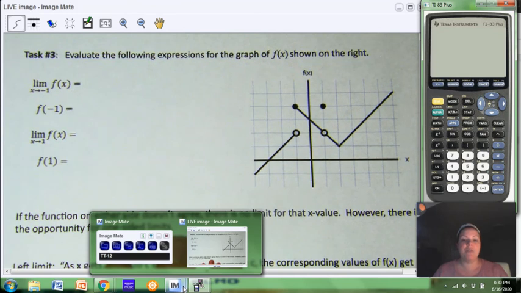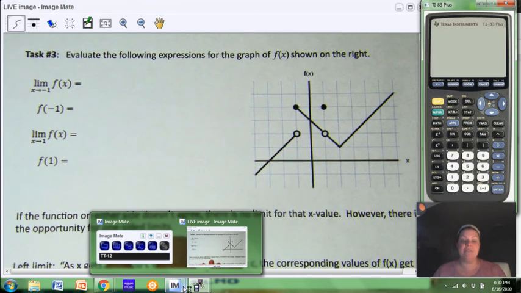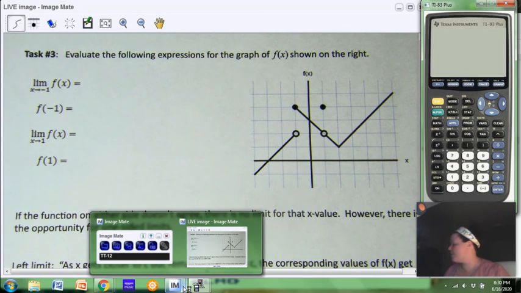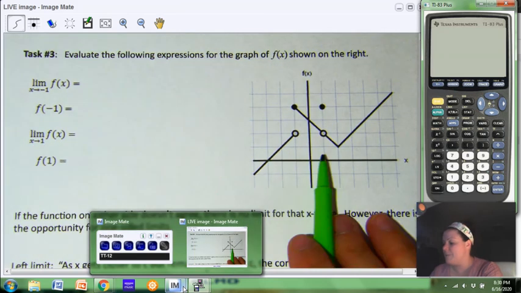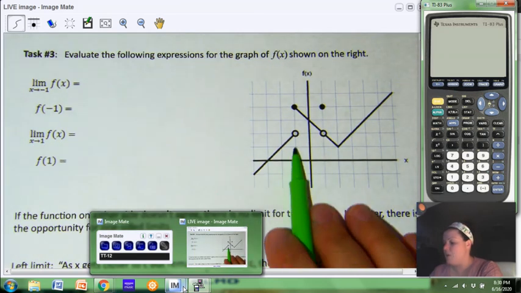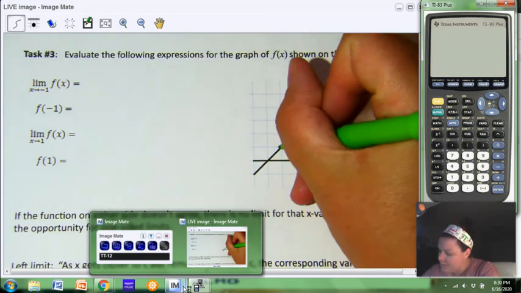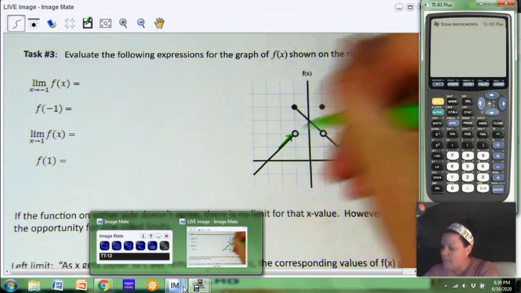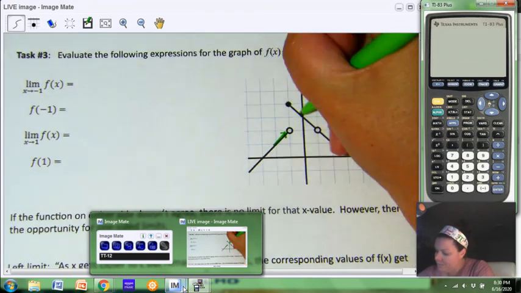We are going to, again, take a look at the graph and kind of talk about what's going on with this graph here. The limit as x approaches -1 of f of x. So again, I'm going to head towards -1, and then I'm going to go up and see what happens with the function. So this function from the left approaches that hole. From the right, the function approaches this point up here.